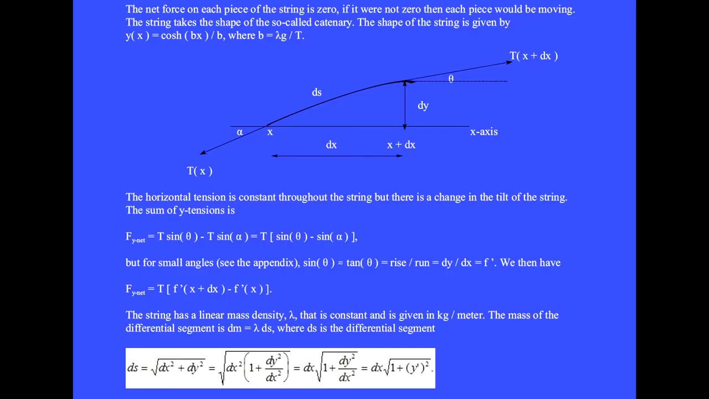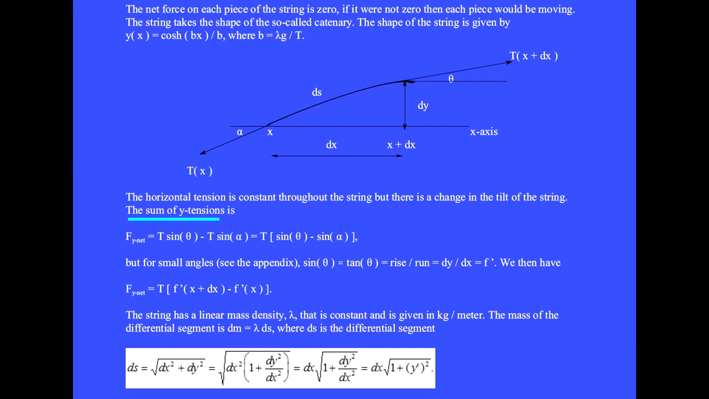Here is the free body diagram. The net force on each piece of string is zero. If it were not zero, then each piece would be moving. The left end of the string makes angle alpha with the horizontal, and the right end of the string makes angle theta with the horizontal. The horizontal tension is constant throughout the string, but there is a change in the tilt of the string.